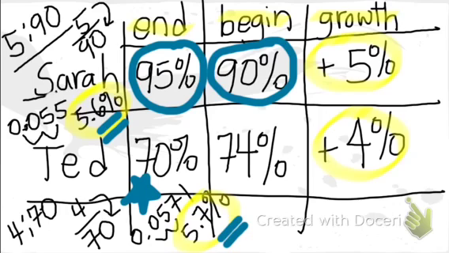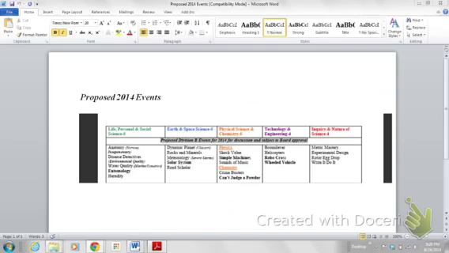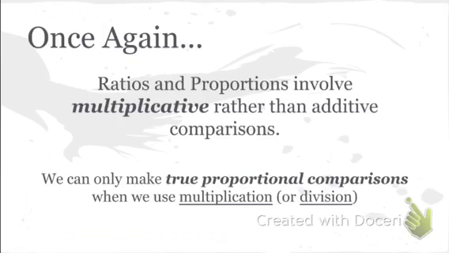So once again, we should remind ourselves that ratios and proportions involve multiplicative rather than additive comparisons. And one very important point: we can only make true proportional comparisons when we use multiplication or division. True proportional comparisons.